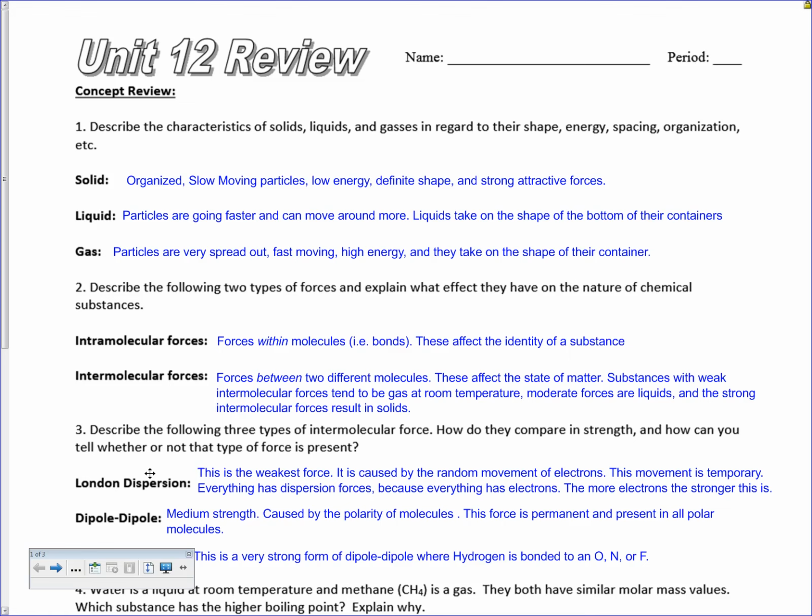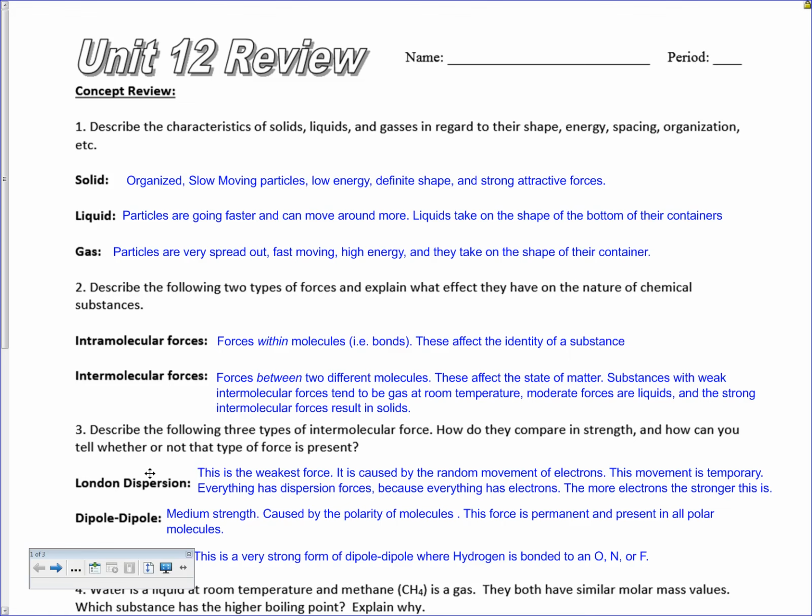So solids being organized, that's always true. Slow-moving particles, that has to do with temperature, generally speaking. So that would be one where we're talking about things being a solid when they're cold. Low energy, similarly, the same thing. Definite shape, that's all solids. Strong attractive forces, that's when we're talking about things at room temperature, for instance. Things at room temperature would have strong attractive forces if they're a solid.